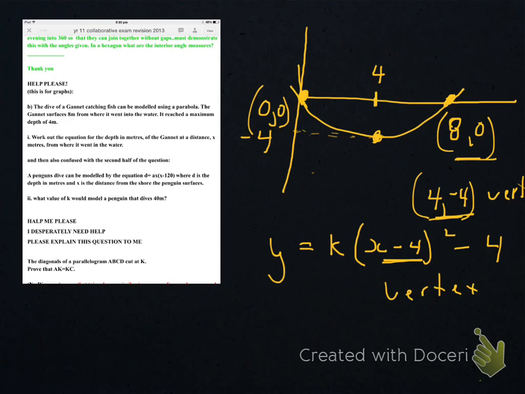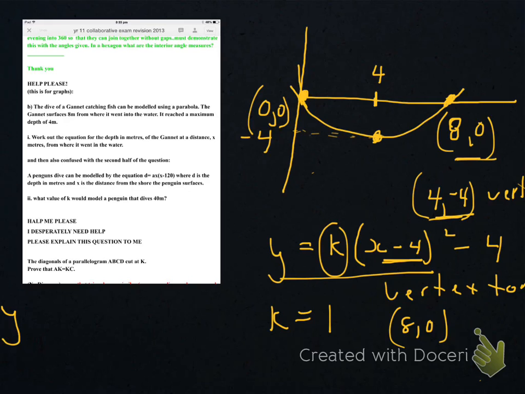Now it doesn't matter what form you put it in, you're still going to have to find this k. So you take a point. Now it doesn't matter what point you use. You could use (8, 0), and you'll plug that into the equation for x and for y. Now I'm running out of time, but when you plug that in, you end up getting k to be 1. K is 1, so that doesn't change the equation. So the equation for the first part, if you're doing it in vertex form, is y = (x minus 4) all squared minus 4. All right?